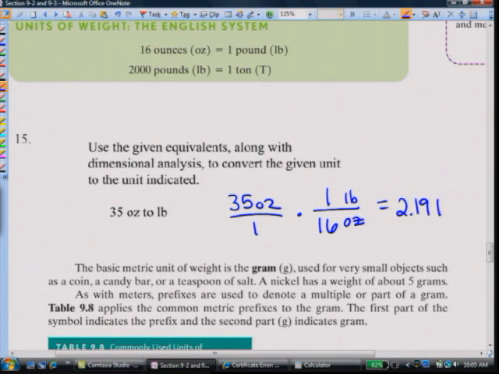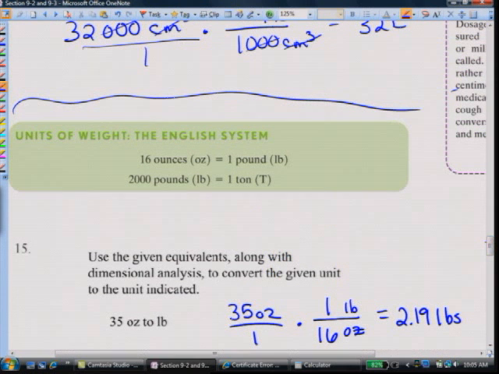2.19 pounds. I guess the conversation I remember having with my aunt was, because I had lost a little weight, and I guess she did say, oh, you've lost about half a stone, so I guess I had lost 7 pounds.